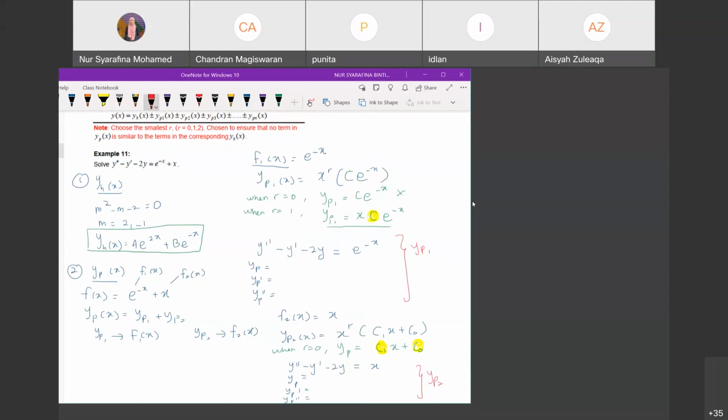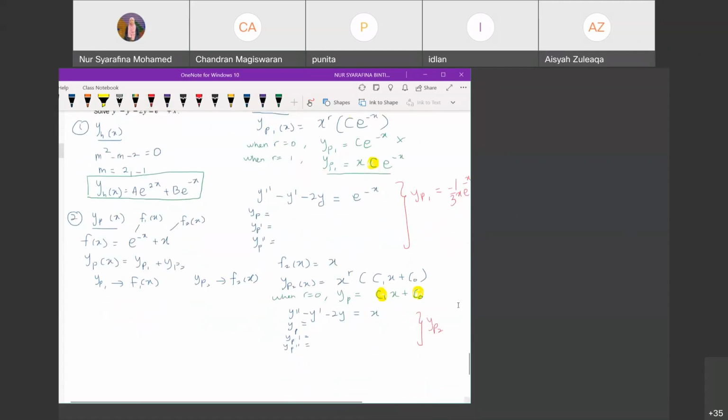Your yp1 should equal minus 1 over 3 x e to the minus x. yp2 equals 1 over 4 minus 1 over 2 x. So in total your y(x) should be yh minus 1 over 3 x e to the minus x plus 1 over 4 minus 1 over 2 x. Right? Is it the same with me?